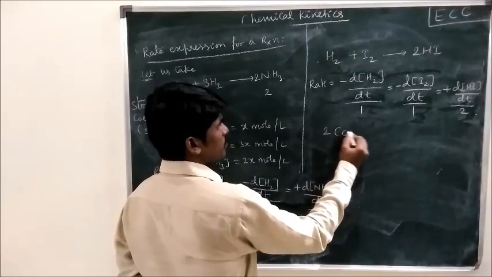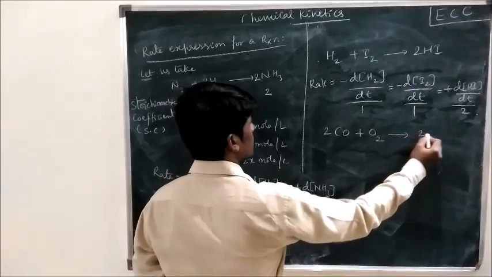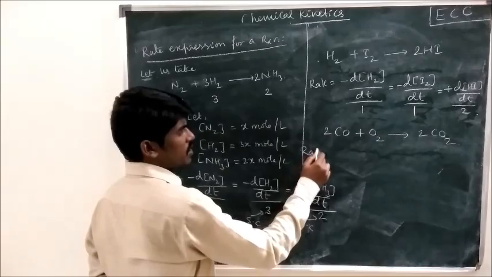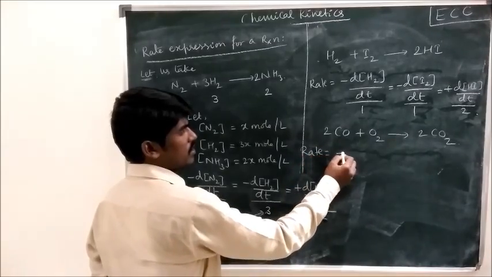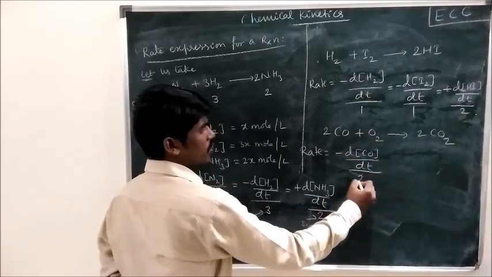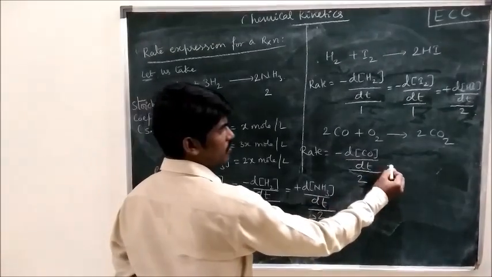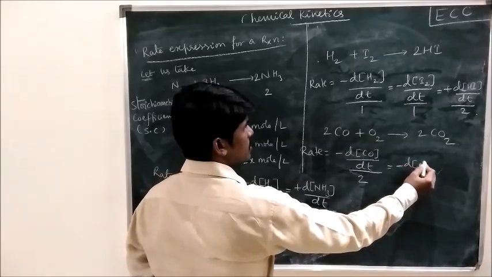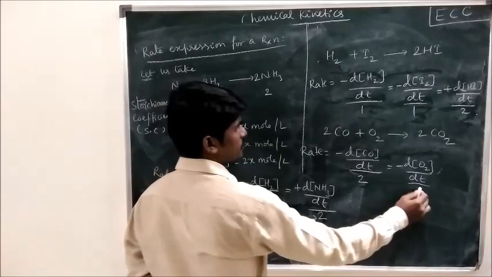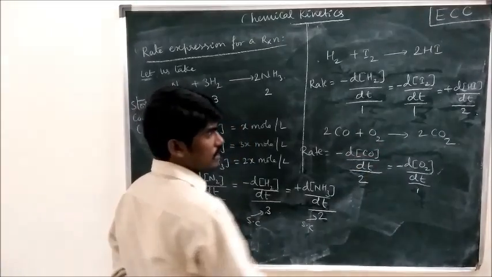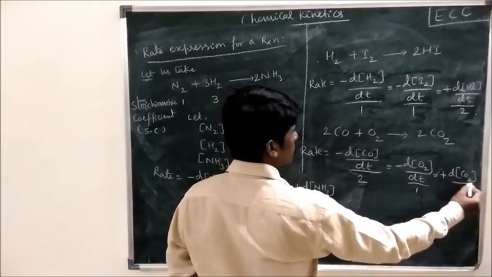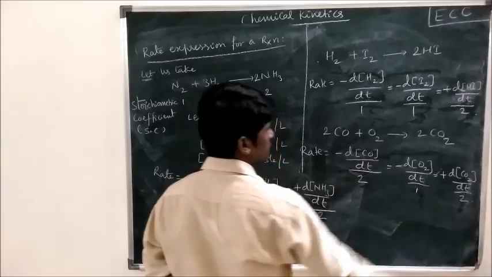Similarly, if you take one more example, 2CO plus O2 giving rise to 2CO2. What is the rate expression? How will you write the rate expression? Minus dCO upon dt upon 2, the stoichiometric coefficient, which is equal to minus dO2 upon dt upon 1, it is the stoichiometric coefficient, is equal to plus dCO2 upon dt upon 2.